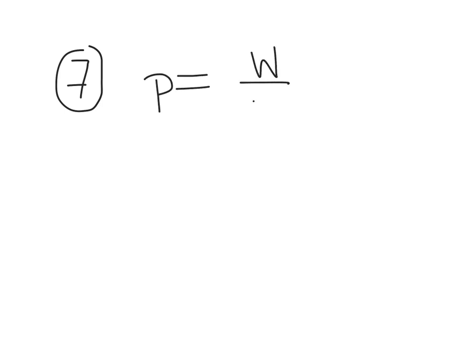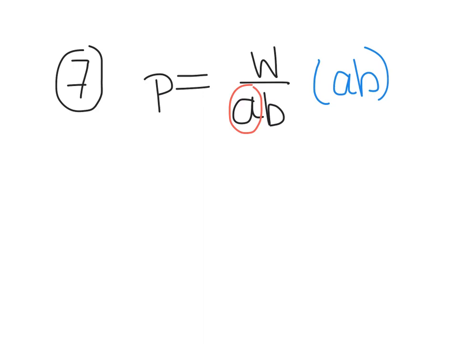So now let's try number 7. Number 7 says P equals W over AB. We want to solve for A. A's in the denominator right now. So to move the A out of the denominator and undivide, I need to multiply both sides by AB. If I do it to one side, I got to do it to the other.